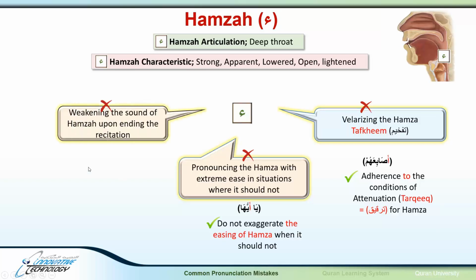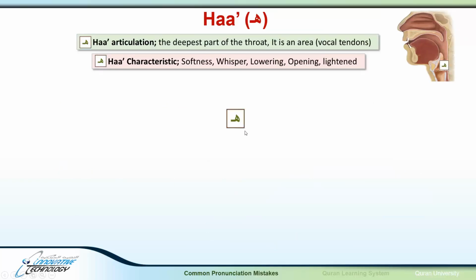And the last mistake of the Hamza is weakening its sound upon stopping at it. The example would clarify that. The example is as-sama. If I stop at the word as-sama, I don't pronounce the Hamza, and I say as-sama. In that case, this is wrong. And the right way of pronouncing it is, as we hear from Sheikh Al-Husari, السماء. So the Hamza should be pronounced. You need to make sure to emphasize the Hamza articulation point while pronouncing it, even in the stop situation. Now let's move to the Ha mistakes.